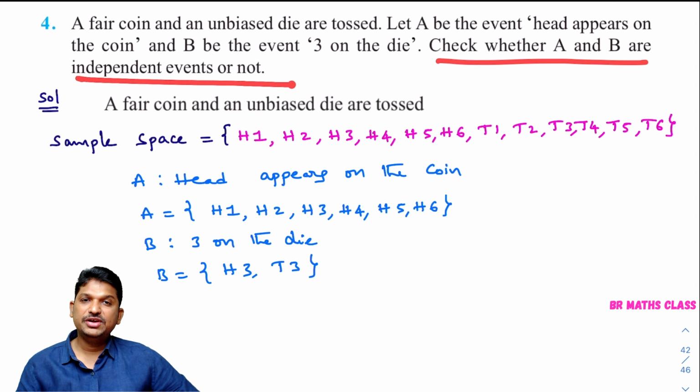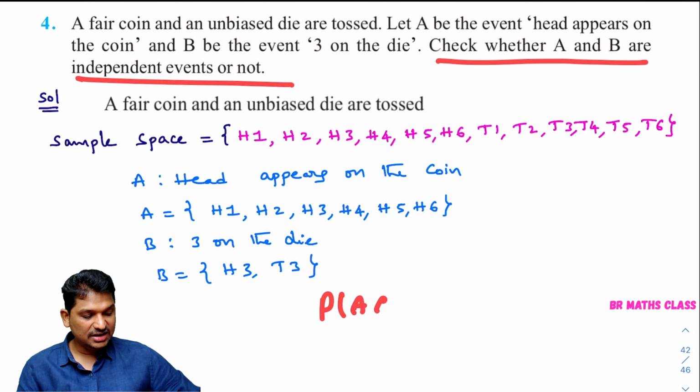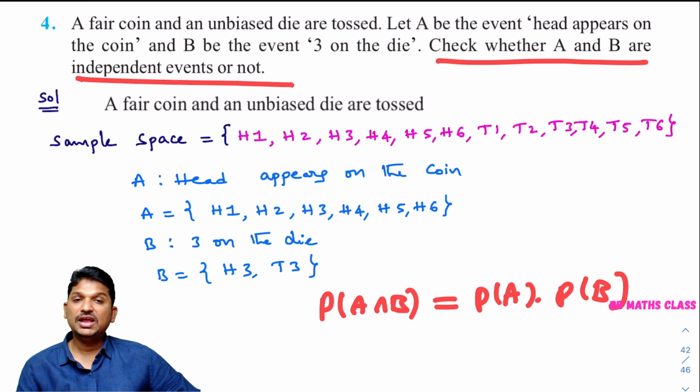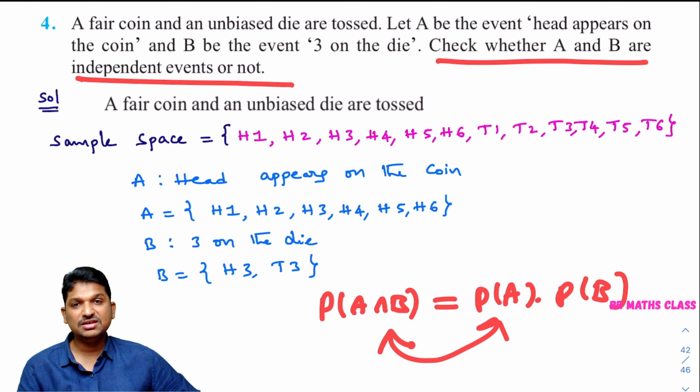Whenever we check whether events are independent or not, we will check whether probability of A intersection B equals probability of A into probability of B or not. If the LHS, probability of A intersection B, equals probability of A into probability of B, then we say that the events are independent events. Otherwise, we say that the events are not independent.